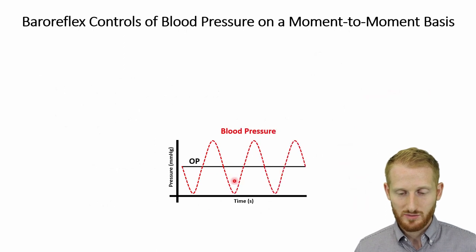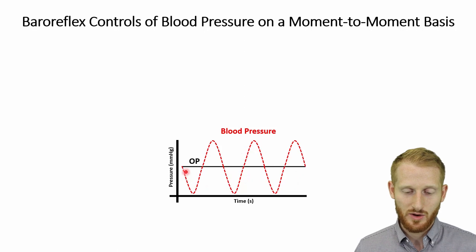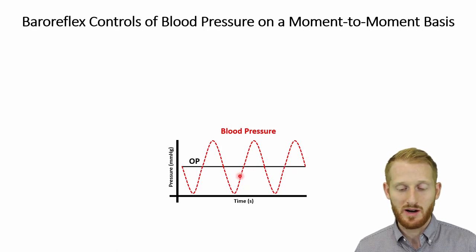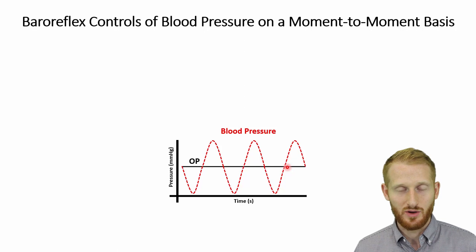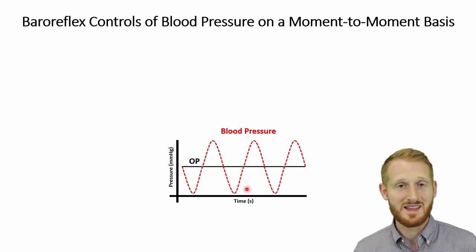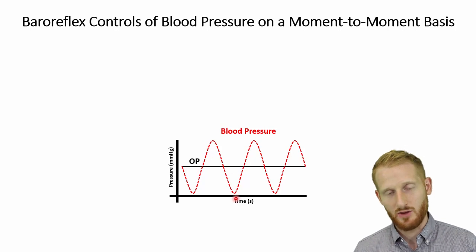All right, so here is your blood pressure. It's going back and forth, like you just saw, and it's going around this line here, which is called the operating point. The operating point is what your body wants blood pressure to be. Specifically, it's what your brain wants blood pressure to be. As long as you are close to this line, your blood pressure is going to be very well controlled. And again, it's going to have this oscillation around it because it's what we call a negative feedback loop. So if it gets too low, it comes up. If it gets too high, it goes back down.